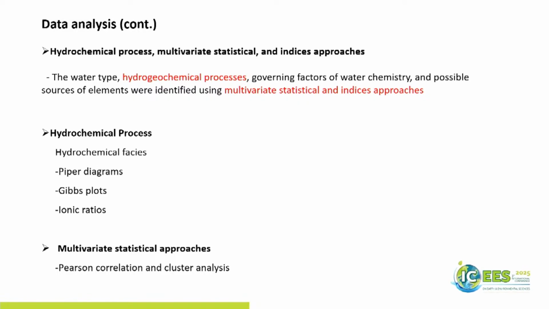For our analysis, as I told you, we measured our parameters with regard to the guidelines. We also use statistical tools and hydrochemical processes to assess our water quality data. The hydrochemical processes that govern the factors of water chemistry and its possible sources were analyzed using multivariate statistics. For the hydrochemical process, we use pie diagram, Gibbs plot, and ionic ratio. For the statistical method, as I mentioned earlier, we use correlation analysis and cluster analysis to identify the source of pollution.